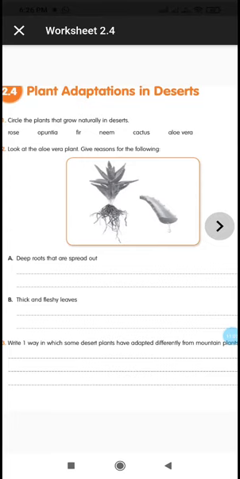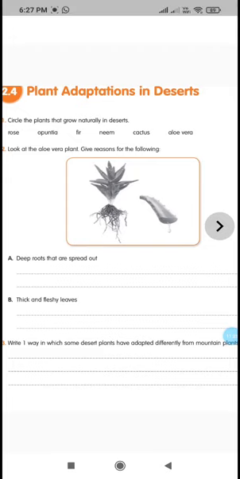Now look at the aloe vera plant and give reasons for the following. You see the picture of aloe vera. You are also going to draw this diagram in your classwork, children. Based on this diagram, they are asking one question: deep roots that are spread out. Are their roots spreading outside? No, not at all. Their roots are deep inside the soil. To collect the water, their roots are growing deep into the soil. That you have to mention here. Their roots grow deep into the soil.